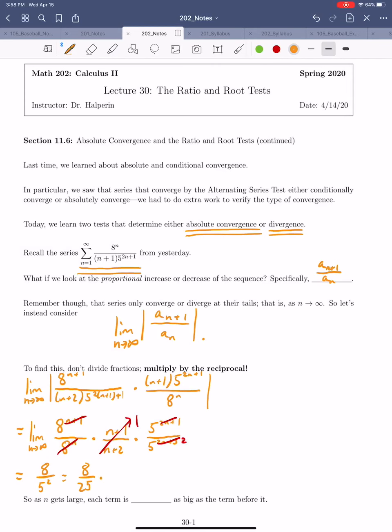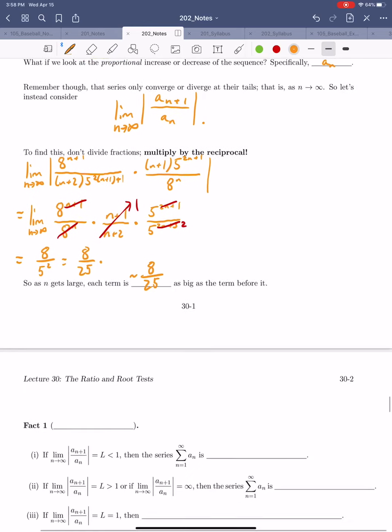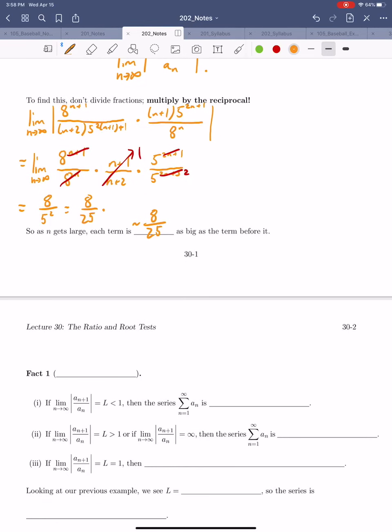So as n gets large, each term is roughly 8/25 as big as the term before it. Maybe I'll just put a little squiggly. Roughly 8/25 as big. And as it turns out, this means that the terms of our series are getting smaller and smaller enough that it's going to converge. Hopefully that makes some amount of intuitive sense. So fact 1, let's state the ratio test.